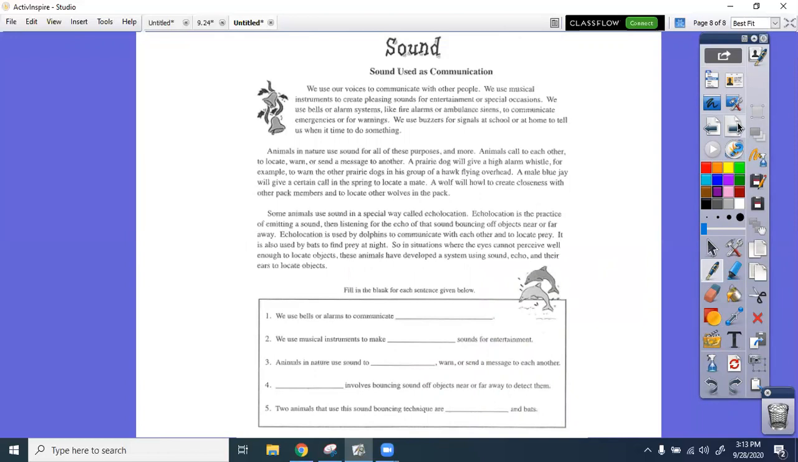Sound used as communication. Yes, when we talk about communication and we talk about sound, we do want to talk about the ways that people communicate. So you have this passage. I ask that you read the passage for science today and answer those five questions.